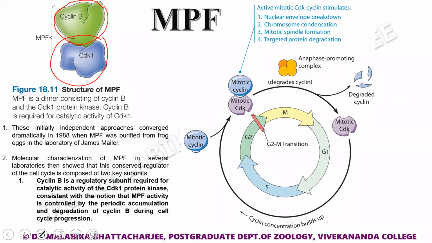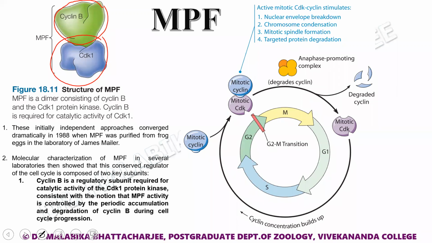Just like we had studied the role of cyclin D and CDK4/6 in G1/S transition, where I had said that cyclin D and CDK4/6 are partners, similarly this maturation promoting factor is nothing but a partner protein consisting of cyclin B, which is regulatory and which can be easily degraded.